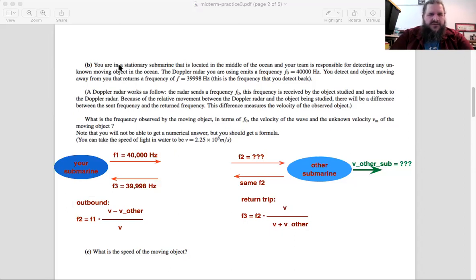And now here's the mathematical magic. We know that F2 equals this formula. What can we now do with that formula?